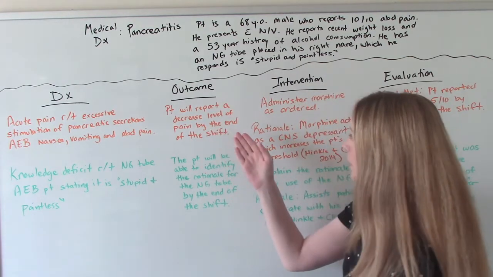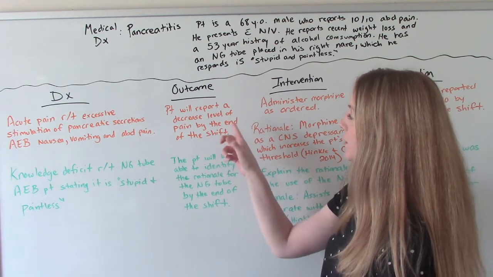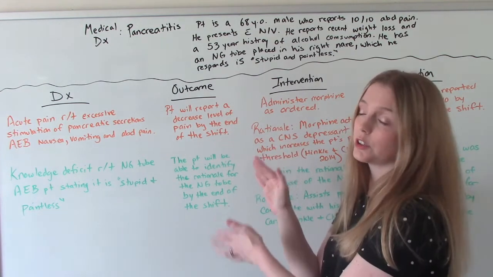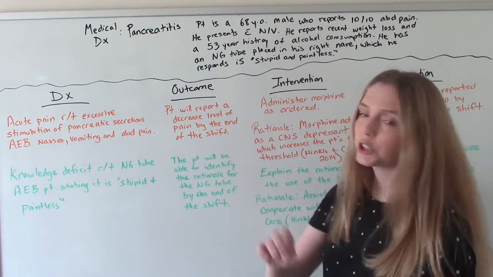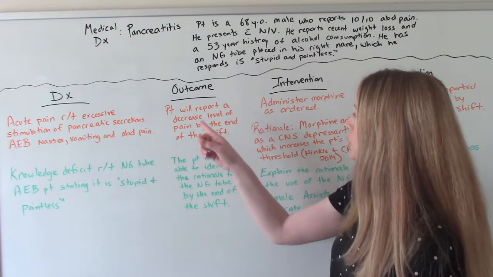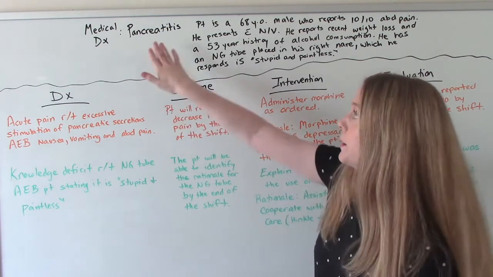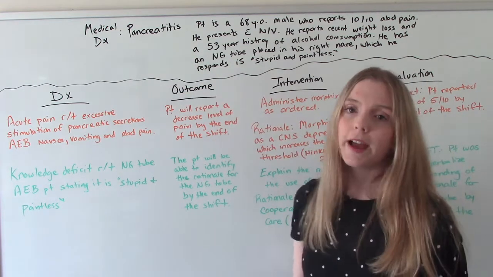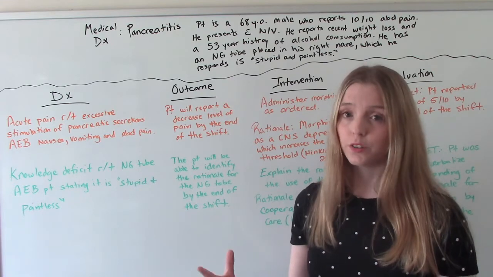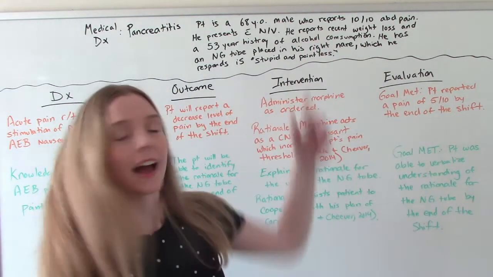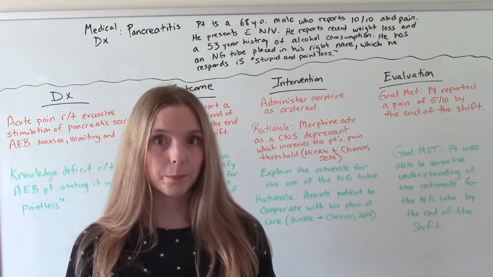Our outcome here will be the patient will report a decreased level of pain by the end of the shift. This is a short-term goal for a chronic condition. And you note I didn't say the patient will have no pain. I said the patient will report a decreased level of pain. It is not common for people with chronic pancreatitis to go back to zero, to say, nope, zero pain, I'm good. Usually they're going to have some sort of pain. But does it need to be 10 out of 10 all the time? No, right? So we can do something to reduce that number.